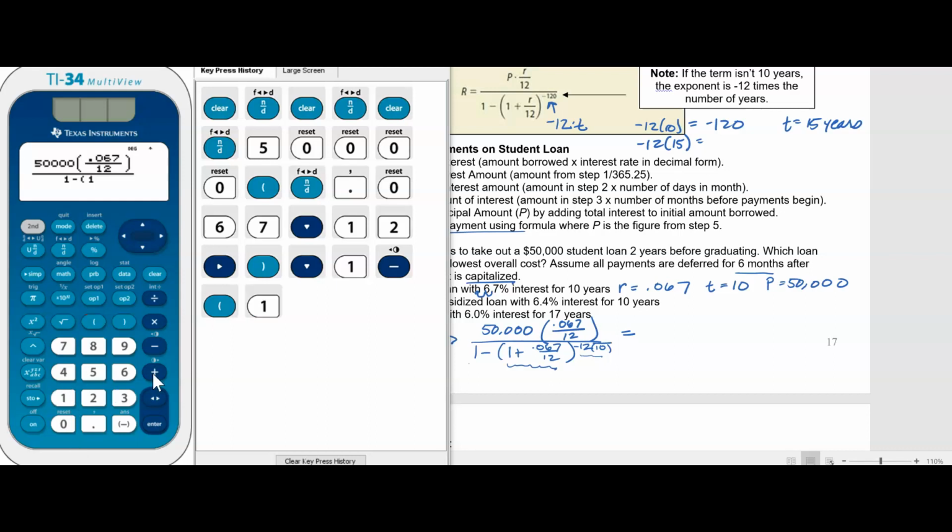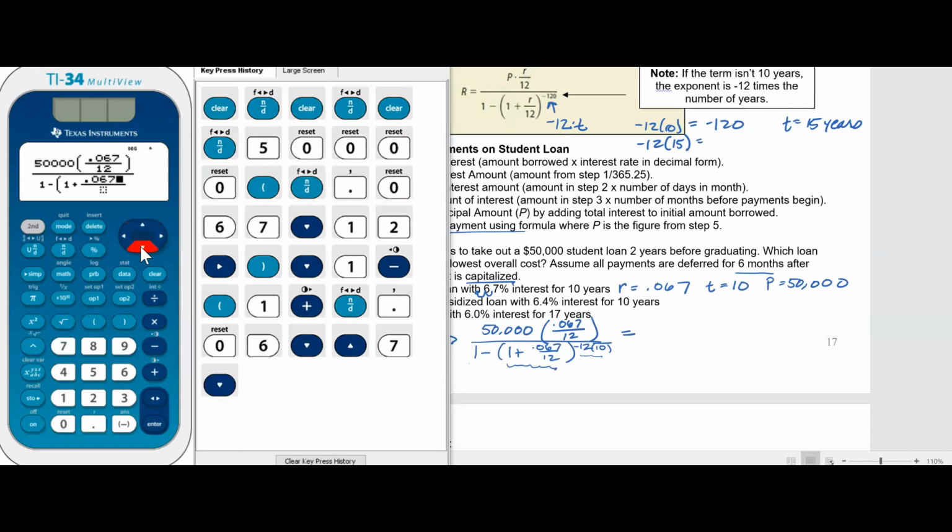So 1 plus, and then we've got N over D. It's nice, it just makes it bigger. It automatically adjusts for us. 0.067. Whoops, it looks like that 7 didn't get there. You really have to be careful with these, because man, if you forget even one digit anywhere, it's going to throw your answer off. So that's where it's really important to just double check your numbers as you're entering them in.